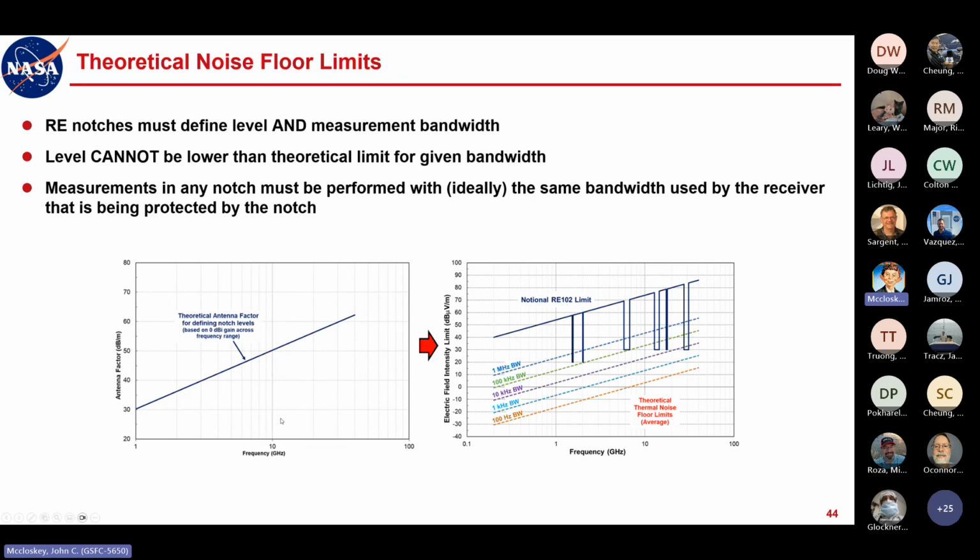Okay. But if you take this, this is the theoretical antenna factor for defining notch levels. You should use the actual antenna factor if you have it, again based on using 0 dBi gain for side and back lobes. And so I get this family of curves for the theoretical limit at different measurement bandwidths. And this tells you how realistic some of these notches would be for given measurement bandwidths. These are just notional notches here.